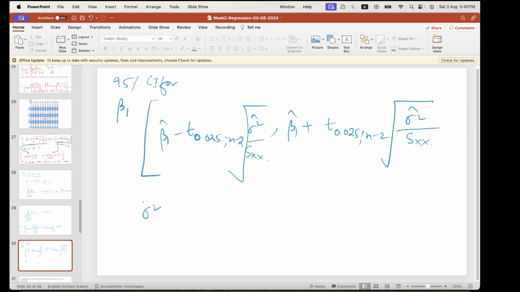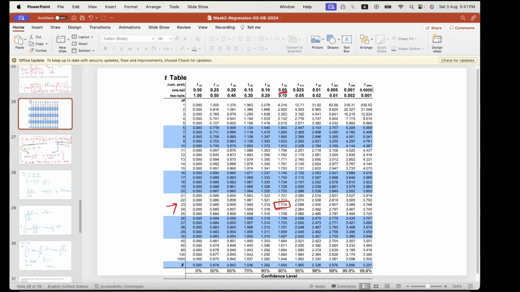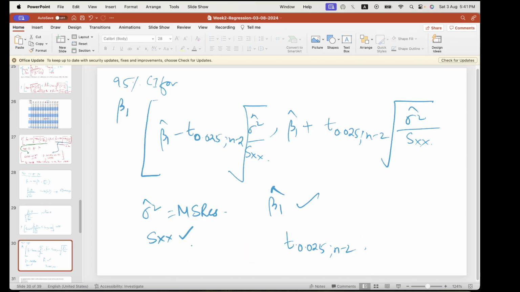Now sigma square hat will be MS residuals, which we already have, sxx we already have, and beta 1 hat also we already have. The thing that remains is t 0.025 n minus 2, which we'll get from the table. Again 23, but this time 0.025. One tail is 0.025, which is the point above which 0.025 area lies, and cumulative probability is 0.975. So that number becomes 2.069. Plug in this value and do all the calculations to get a 95% confidence interval for beta 1.